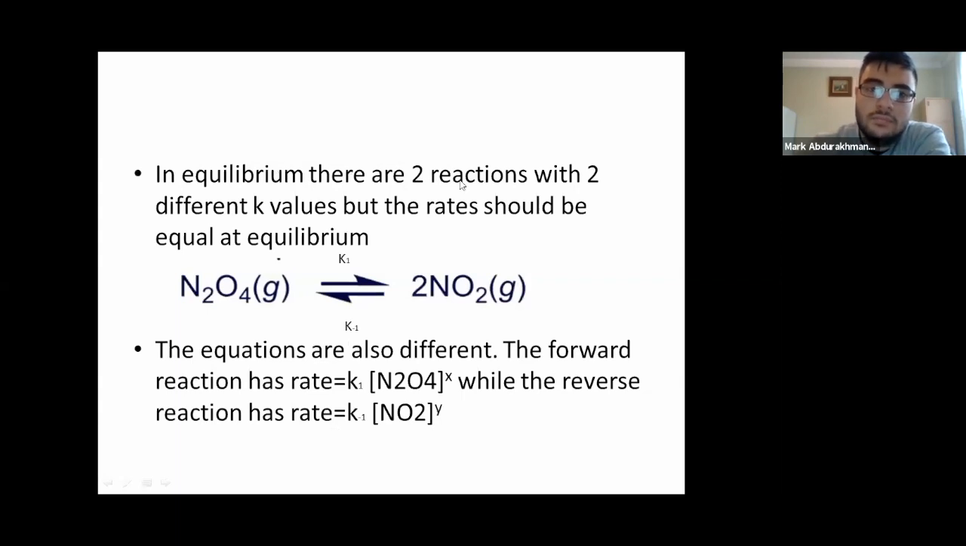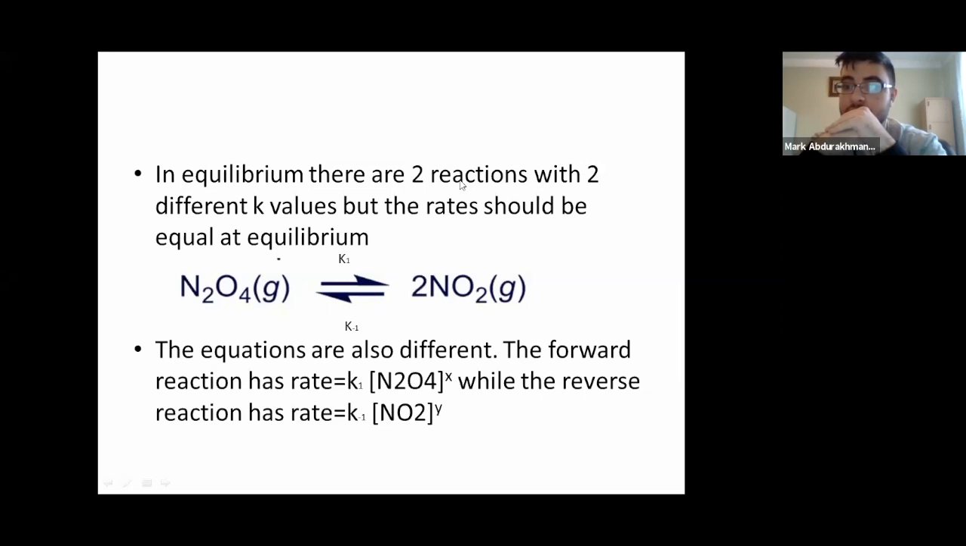Now we want to get back into how equilibrium relates to rates, okay? Because we talked about equilibrium and we talked about rates. In equilibrium, there are 2 reactions with 2 different K values, right? Like we mentioned before, rate equals the rate constant K times the concentration of the reactants. In an equilibrium reaction, at equilibrium, the rates of the forward and reverse reaction are equal. And that's why there's no net change over time, because the rate this way and the rate this way are both the same.